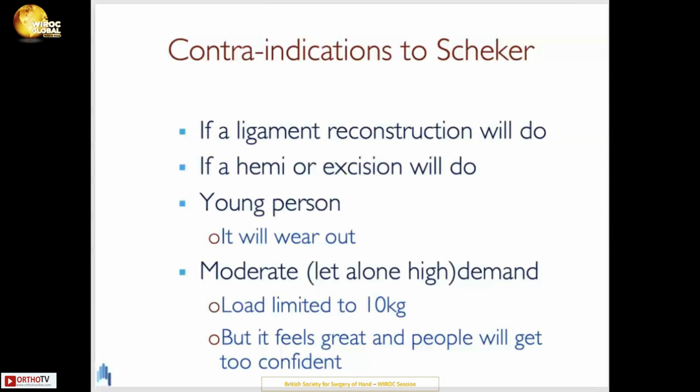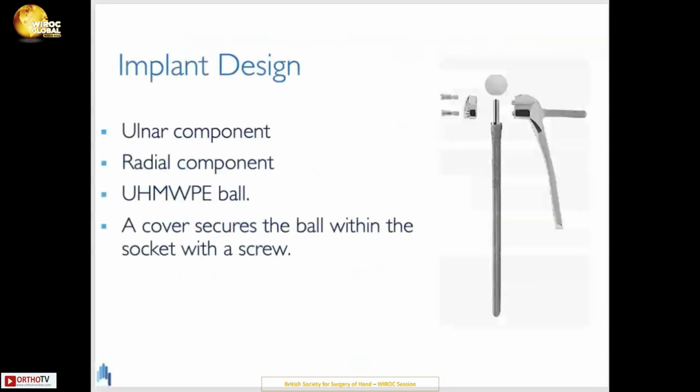What about young people with arthritis? This is difficult. Of course, you could put it in, but will it wear out? I suppose it should do. But then again, Andy Murray played tennis in the Australian Open pretty well this time round. He's had a hip replacement a few years ago. So we don't know really. We need longer term follow-up. But for the time being, at least, we have to be cautious. Limit the load. But it does feel good, and people might get too confident.